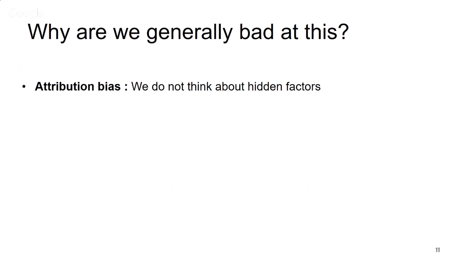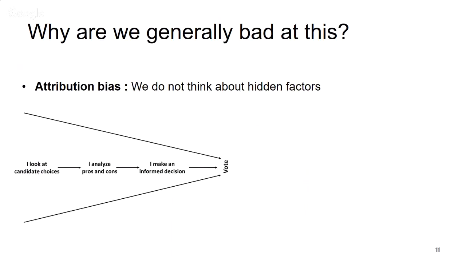And finally, there is, of course, this attribution bias. We do not think about hidden factors, which play a big role in estimating causal inference. All right, so think about elections and when you actually go to vote. Generally, you want to think that the process that influences people to go out and vote would look like this. You look at candidate choices, you analyze pros and cons, and then you make an informed decision, and then on the day of the election, you go out and vote.